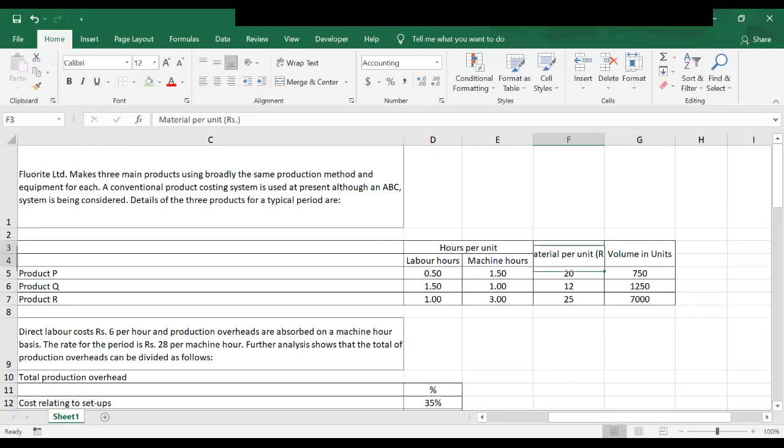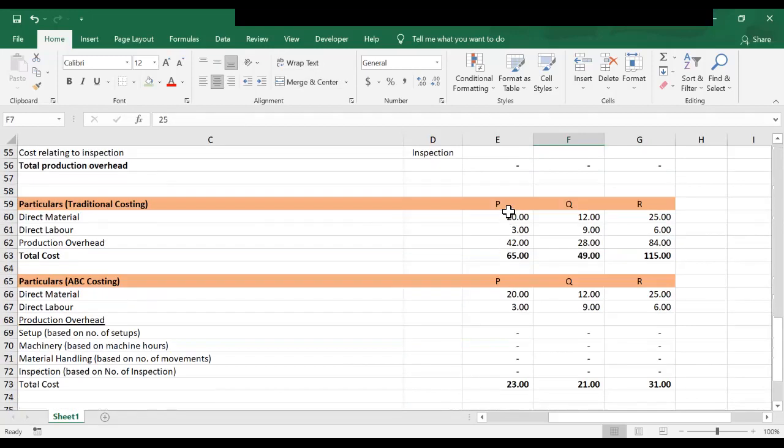Second thing is material cost. Material cost they have given us in rupees per unit, so directly we can take this per unit cost. So 20, 12, and 25. This one also we have done: 20, 12, and 25.